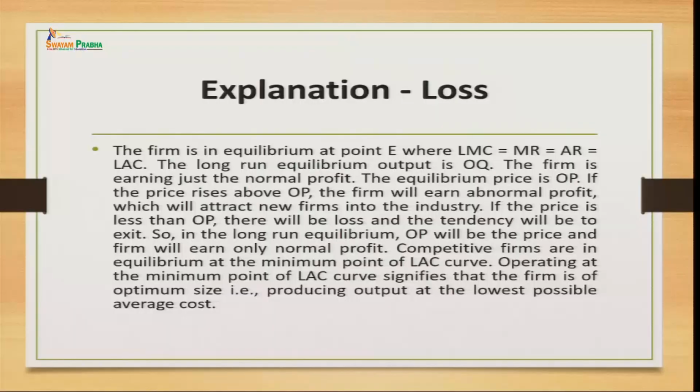I believe this is clear to every one of you how we are determining the price and output, or how we reach the equilibrium point in the short run as well as in the long run. This is the explanation which I have already discussed with you all. I hope it is clear. The explanation which we have done, where the point E says that LMC is equal to MR and AR, states that in the long run the firms are earning normal profit.